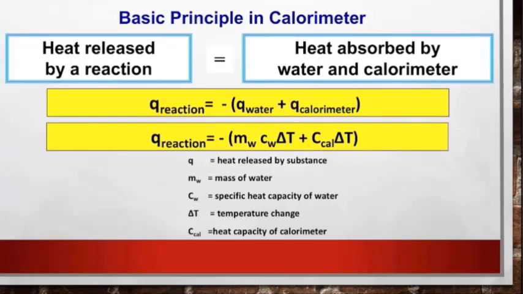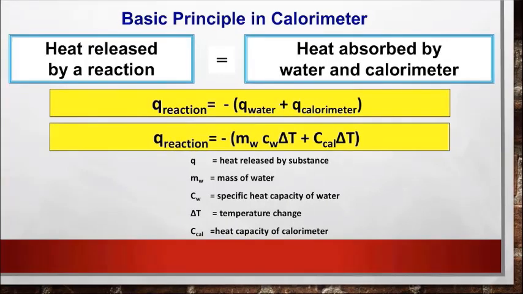Remember, Q is the symbol of heat. And the formula for heat absorbed by water is m_w c_w delta T, where m_w is the mass of water, c_w is the specific heat capacity of water, and delta T is the temperature change. And the formula for heat absorbed by calorimeter is capital C delta T, where capital C is the heat capacity of calorimeter and delta T is the temperature change. Please note that for water, you have to use specific heat capacity, while for calorimeter, you have to use heat capacity.